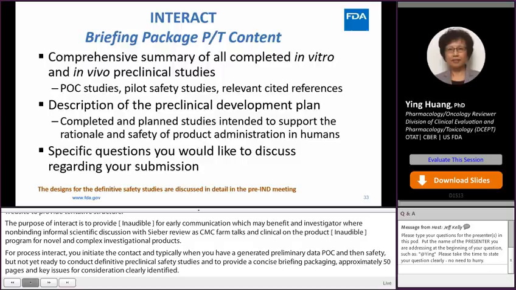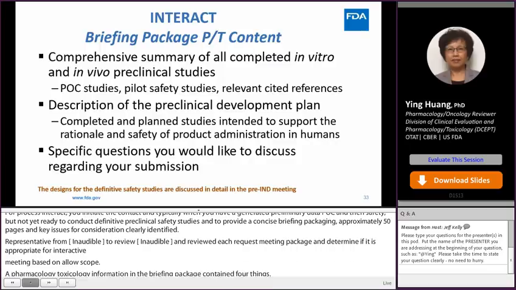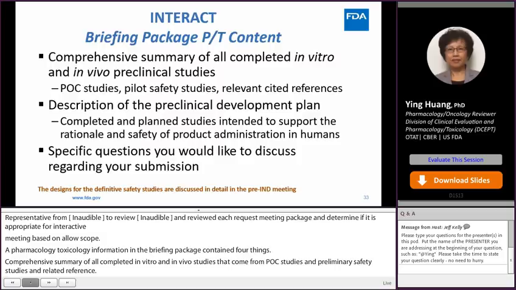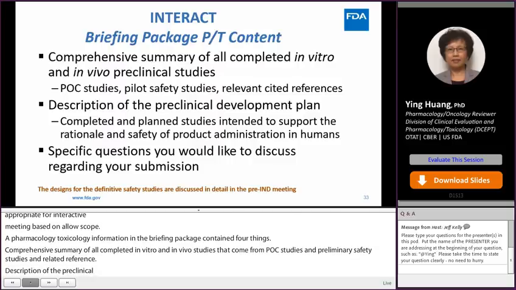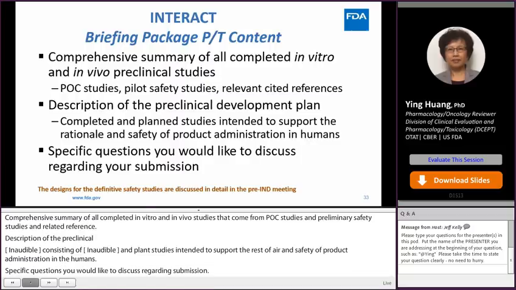The pharmacology toxicology information in the briefing package contains the following: a comprehensive summary of all completed in vitro and in vivo studies that come from POC studies, preliminary safety studies, and the related references. A description of the preclinical development plan consisting of completed and planned studies intended to support the rationale and safety of product administration in humans. Specific questions you would like to discuss regarding your submission. However, the design for definitive safety studies are discussed in detail in the pre-IND meeting.